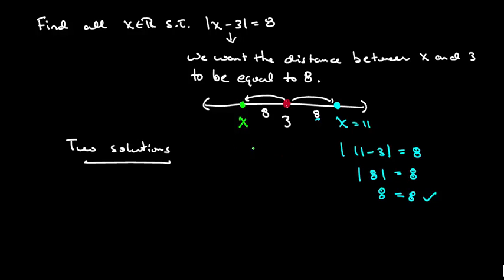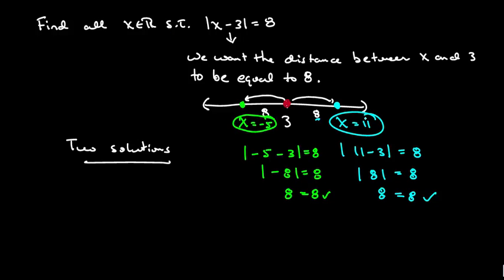Now let's try the other side. For our other solution, if we go back 8 this way, we end up over here at negative 5. So let's see if that works. Then we would have x, which is negative 5, minus 3, and we want to show that that's equal to 8. So that would be the absolute value of negative 8 is equal to 8. And so our two real numbers that work are negative 5 and 11.